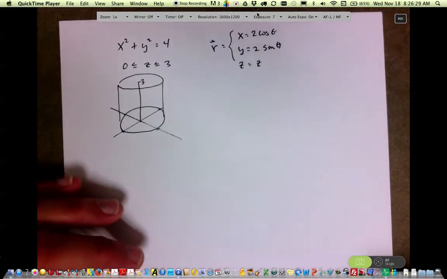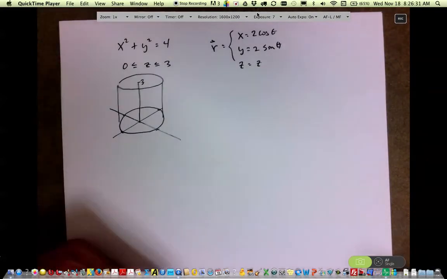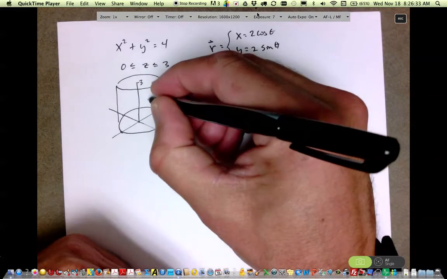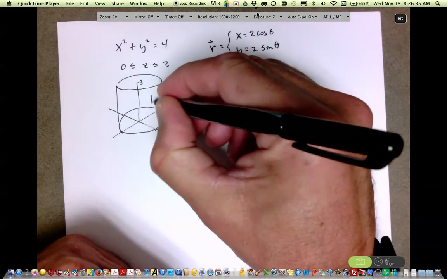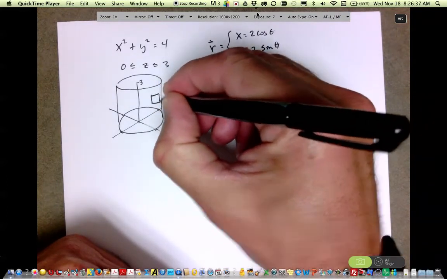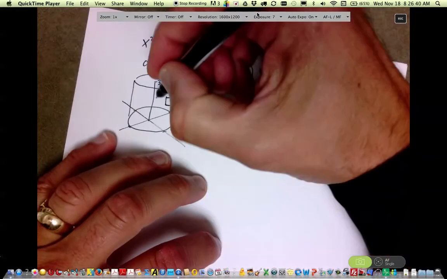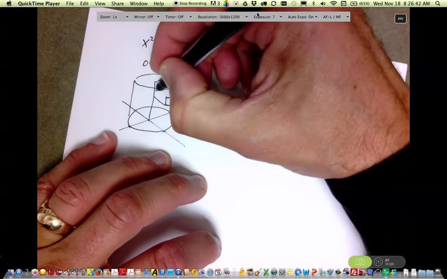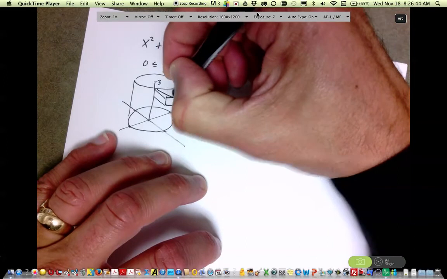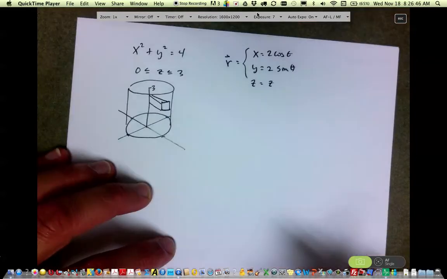cylindrical coordinates again. Okay, now the way that the book is going to do this differently is they're going to think about, here is a patch that is on this surface, and we're going to think about how that patch is formed. That patch is going to be formed by something like that coming out of the origin.